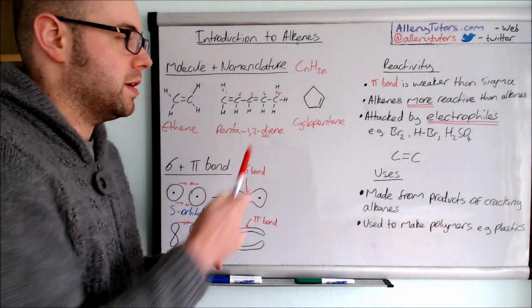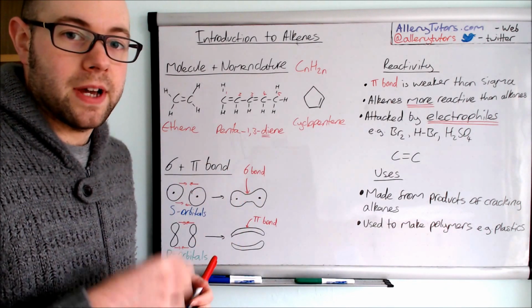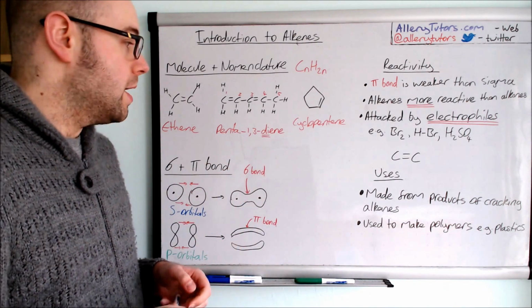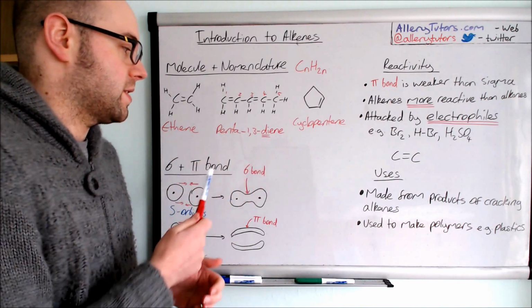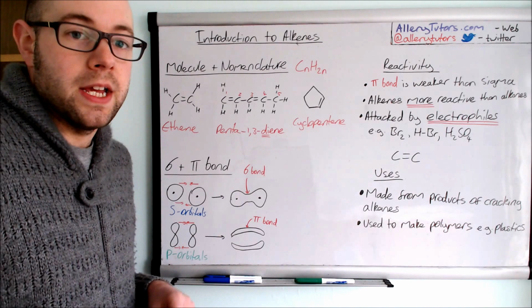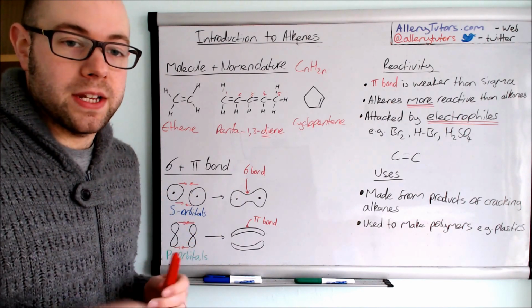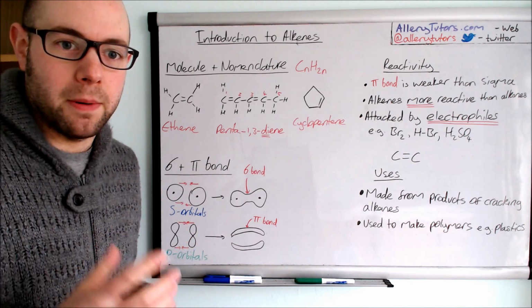But if we had more than one, again, just like the previous one, we have to add the numbers and say where this double bond is. But you must number from the lowest carbon, not from the second one. So in this case, this is penta-1,3-diene. Okay, so alkenes have these two bonds. They have this double bond in the middle.